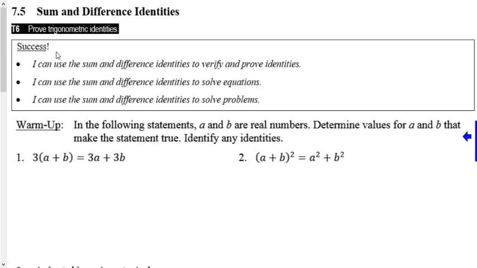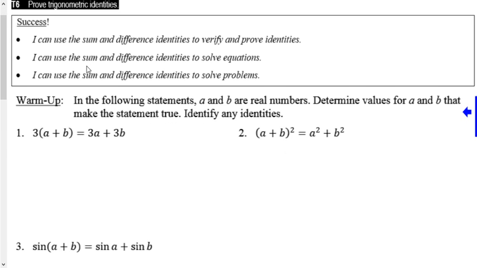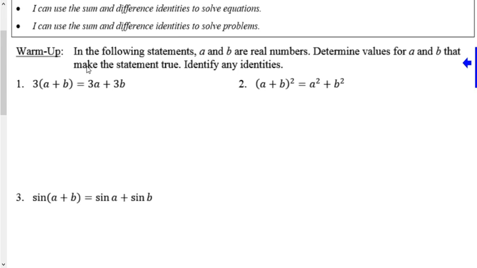Well, welcome to lesson 7.5, looking at the sum and difference identities, continuing on in chapter 7 with trigonometry. This is our second last section. And the sum and difference identities are a little bit different than the previous ones in terms of how we make use of them. But as we begin, I would like you to take a look at these warm-up questions that you see here.